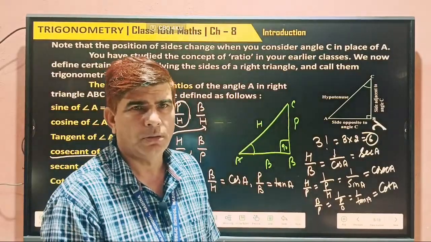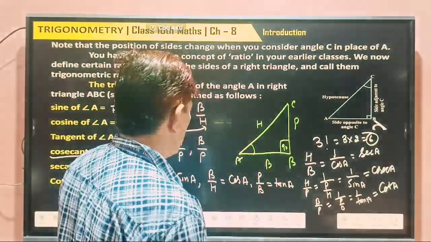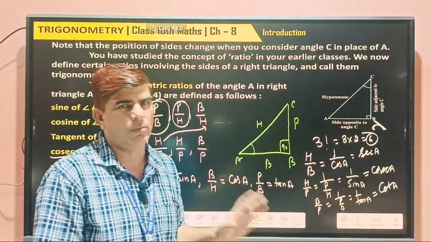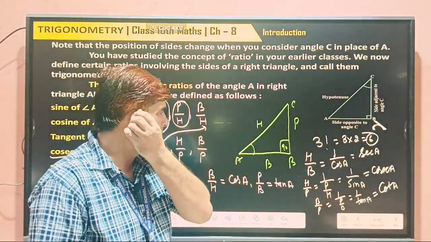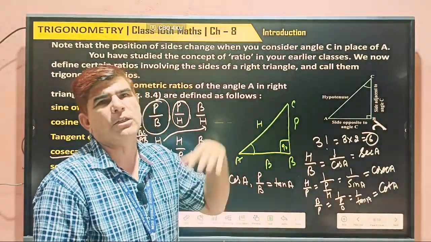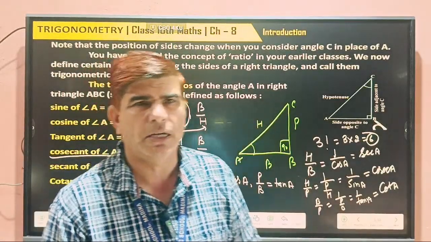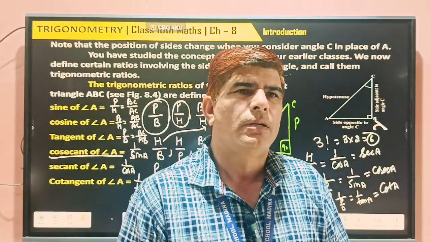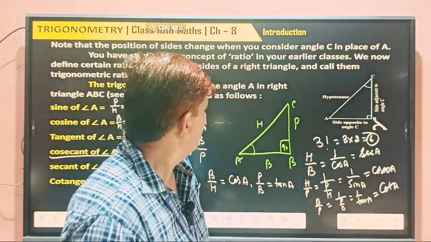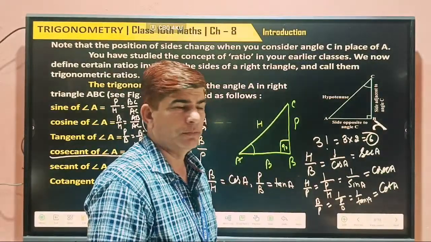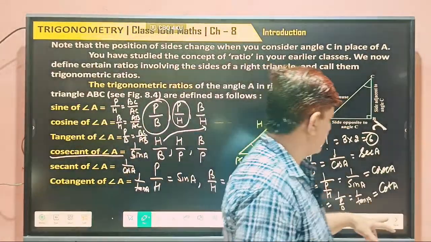Understood? So in this way, I told you about the Pythagoras theorem, which is applicable on right angle triangles. And its converse, I told you how to decide which one is the base, which is the height, and which is the hypotenuse. One more thing I want to tell.